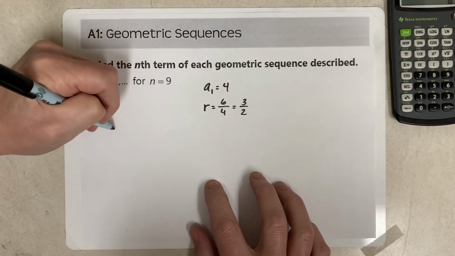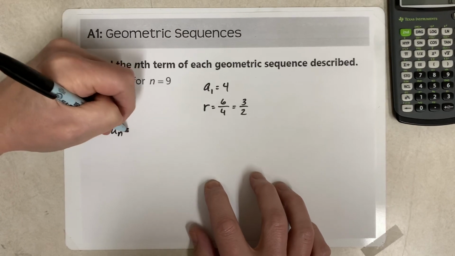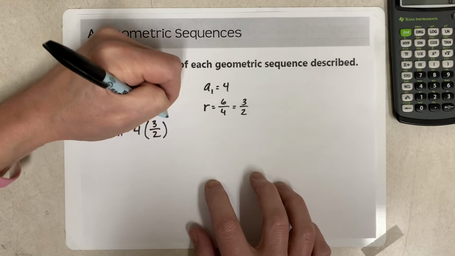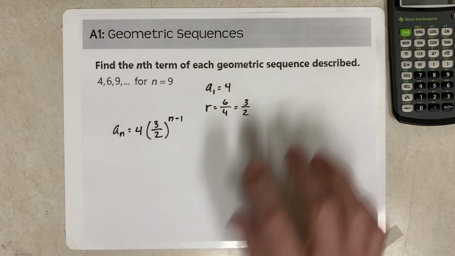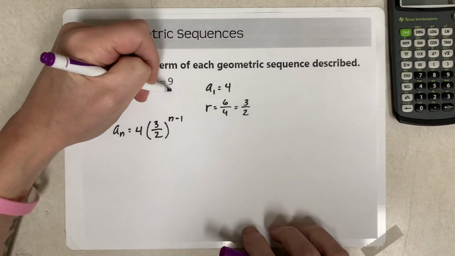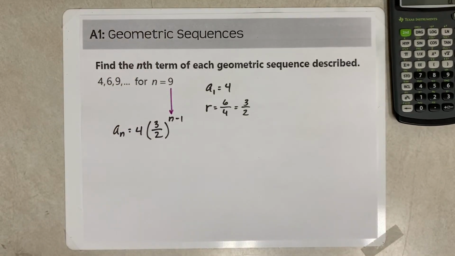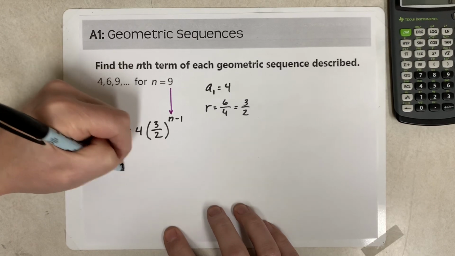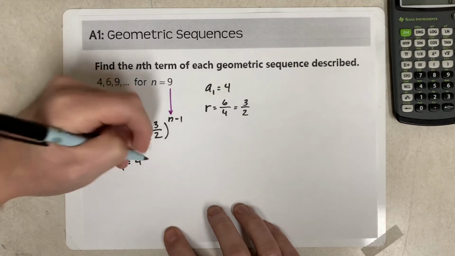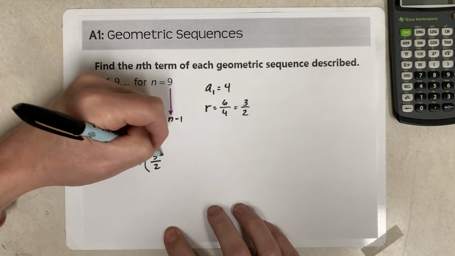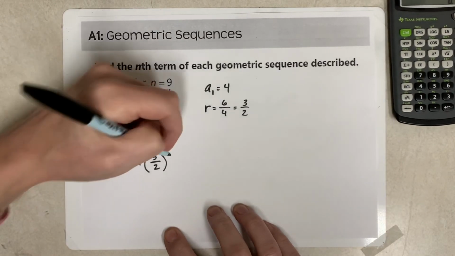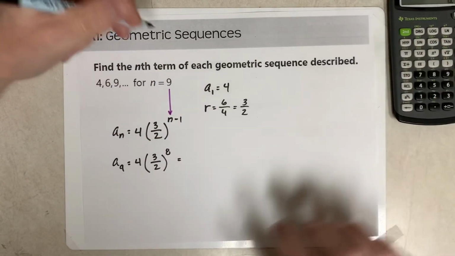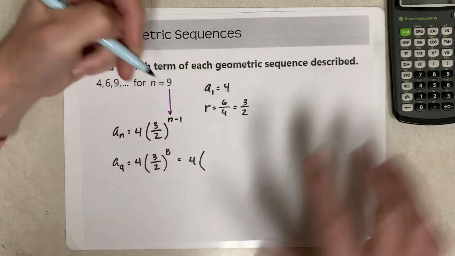Okay. Let's do a sub n is equal to 4 times 3/2 to the n minus 1. So that's my geometric sequence. And I'm going to plug in a 9 for that n, because I'm just a glutton for punishment. So I want the 9th term, 4 times 3/2 to the 9 take away 1 would be 8. Okay, so here's how we need to do this on the calculator. 4 times, we're going to have a fraction here.